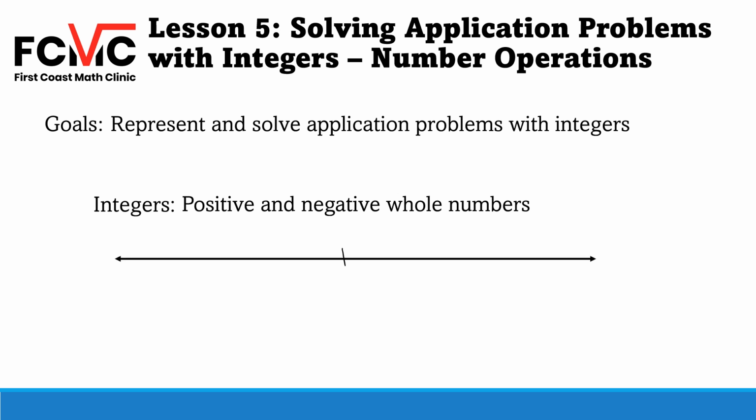So our integers, right, we're going to start with 0 in the middle, positive values to the right. So we've got 1, 2, 3, 4, 5, and 6, and so on. And then the negative equivalent values to the left, negative 1, negative 2, negative 3, negative 4, negative 5, and negative 6. So our positive and negative whole numbers, values not including decimals and fractions. So let's get into some examples where we look at application problems, we represent them using integers, and then we solve them.